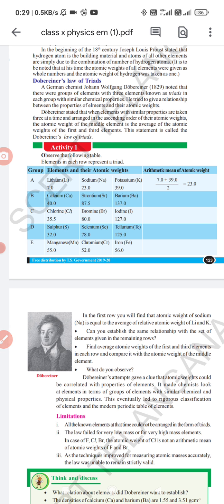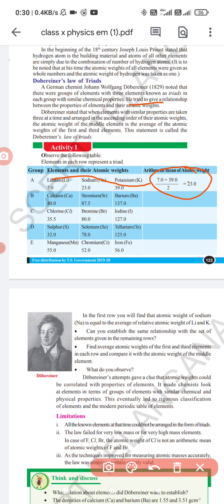A German chemist, Johann Wolfgang Dobereiner, in 1829, noted that there were groups of three elements, known as triads, in each group with similar chemical properties. See here in this group A, all these elements, lithium, sodium, potassium, have similar chemical properties. So he kept these three elements in a group. He tried to give a relationship between the properties of elements and their atomic weights. These numbers are atomic weights. He is giving the relation between atomic weights and their chemical properties.